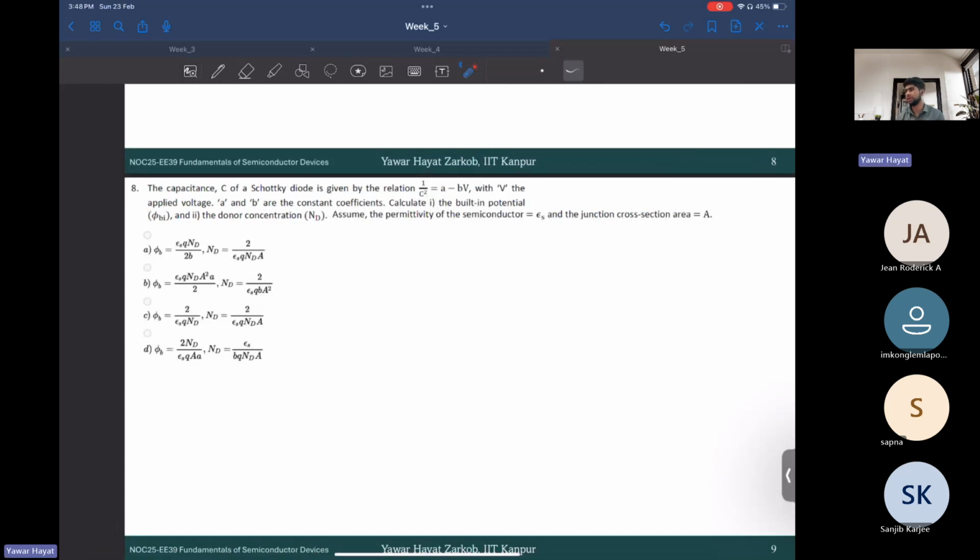Next one is this, right? The capacitance C of a Schottky diode is given by the relation 1 by C square is equal to A minus BV, where V is the applied voltage and A and B are constant coefficients. You need to calculate the built-in potential phi bi and the donor concentration Nd. You can assume the permittivity of the semiconductor to be equal to epsilon s, and the junction cross-section area to be equal to A. Given these two, you need to find the built-in potential phi bi and the donor concentration Nd.